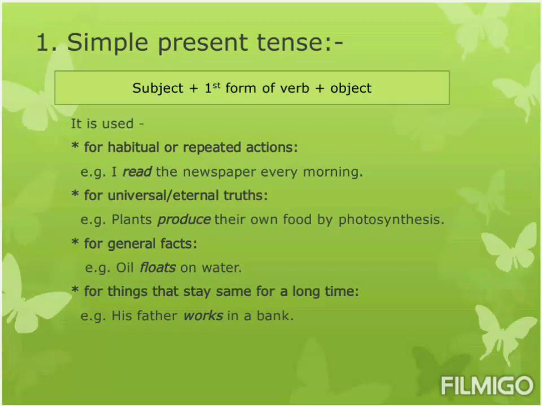With plural subjects or with I, we use the base form of verb without s or es. I read the newspaper every morning. And in negative or interrogative sentences, we use do not. I do not read the newspaper every morning. Do they read the newspaper every morning?